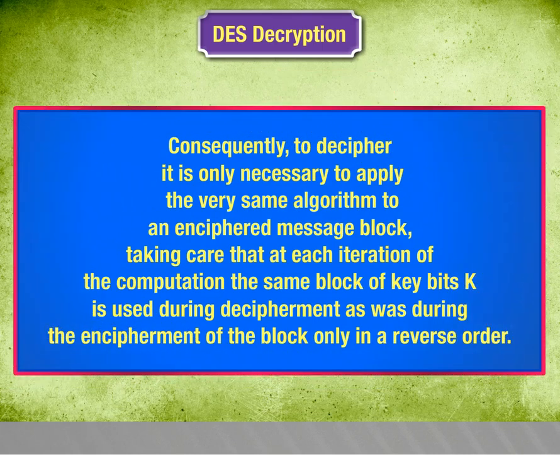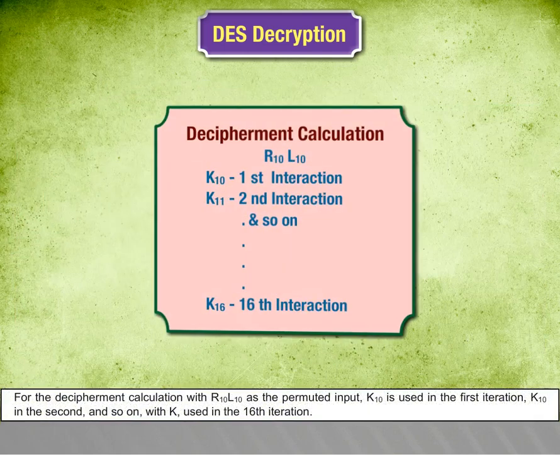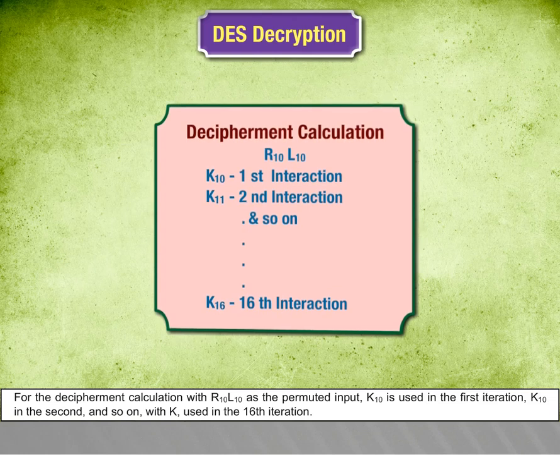Consequently, to decipher, it is only necessary to apply the very same algorithm to an enciphered message block, taking care that at each iteration of the computation, the same block of key bits K is used during decipherment as was used during the encipherment of the block, only in reverse order. For the decipherment calculation with R16L16 as the permuted input, K16 is used in the first iteration, K15 in the second, and so on, with K1 used in the 16th iteration.